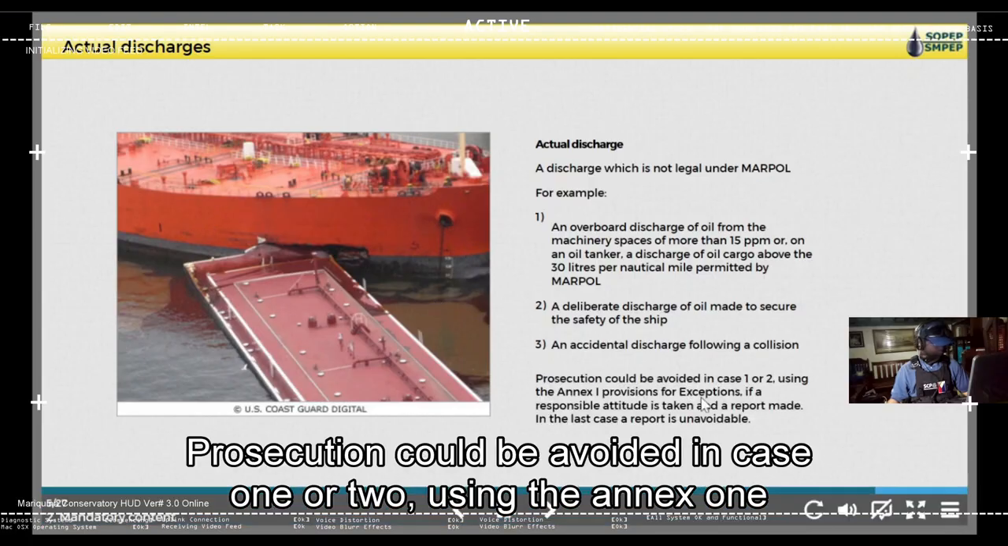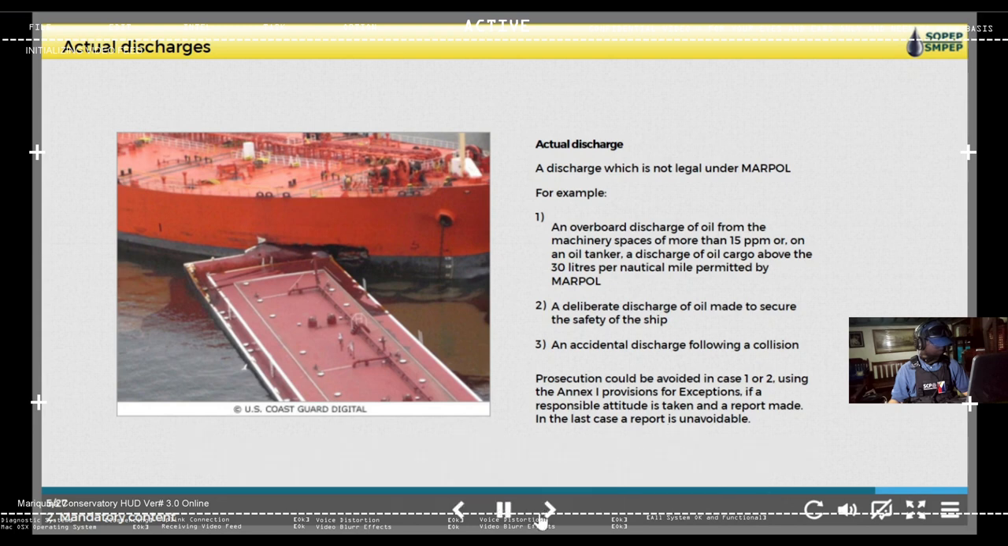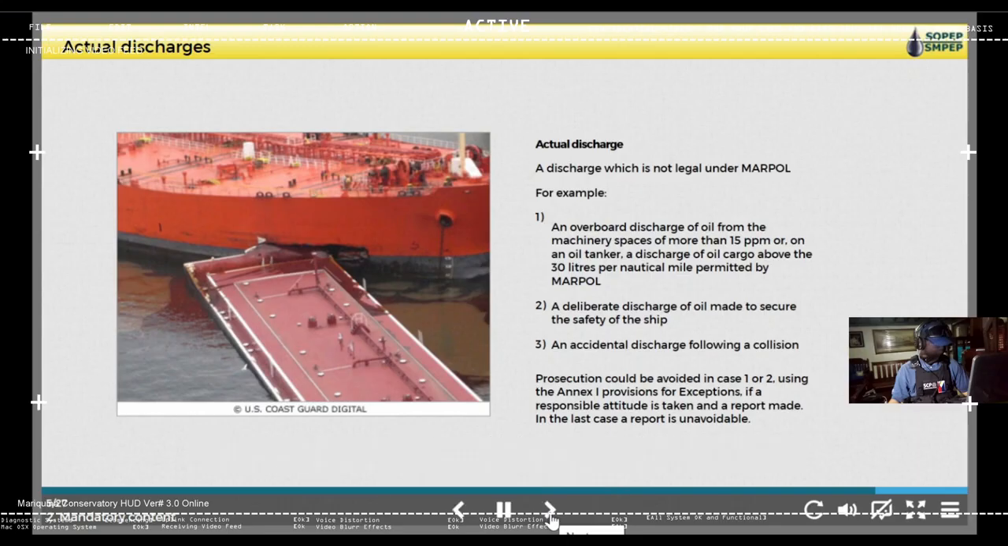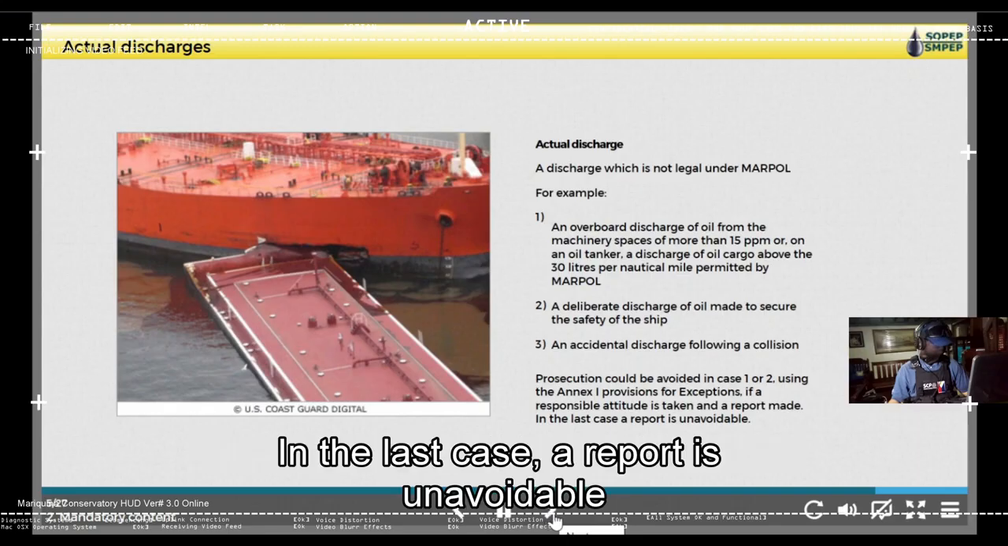Prosecution could be avoided in case 1 or 2, using the Annex 1 provisions for exceptions, if a responsible attitude is taken and a report made. In the last case, a report is unavoidable.